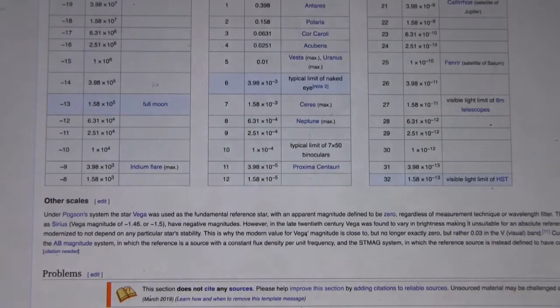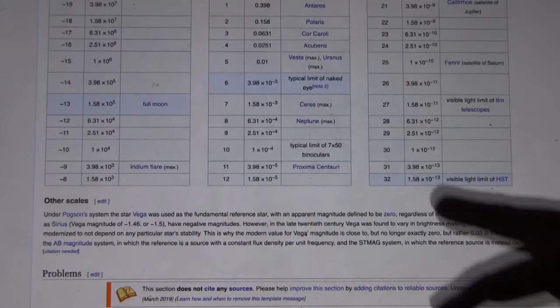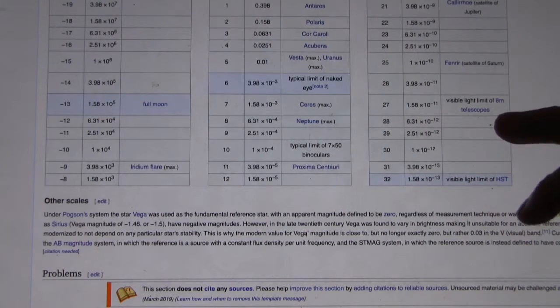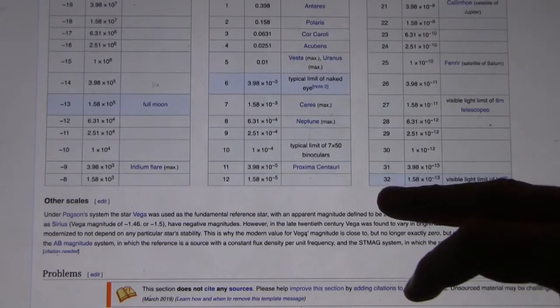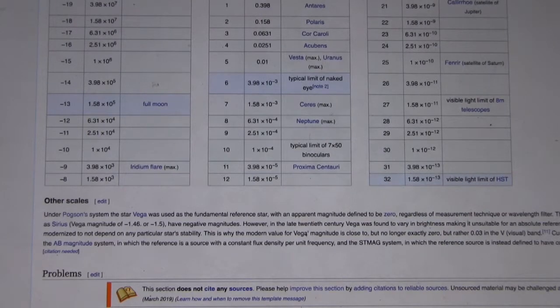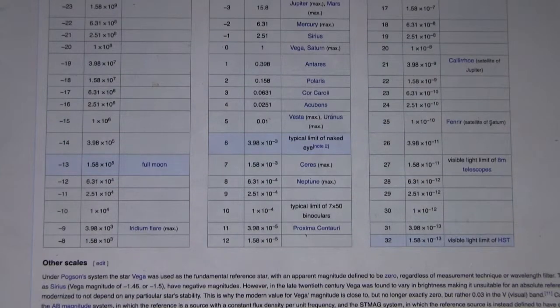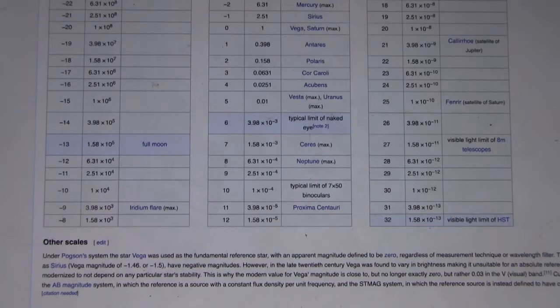Yep. So that's interesting. And if we just look over here, the faintest thing you can see with an 8 meter telescope is magnitude 27. The faintest thing you can see with Hubble is magnitude 32. So this is basically just the faintest thing we can see. Yeah, at least right now. So now that we've seen some of the objects and understand their magnitudes, let's go back and I'll explain the problem that Bruce McIntosh was explaining, and then we'll try to verify some of his calculations. All right.